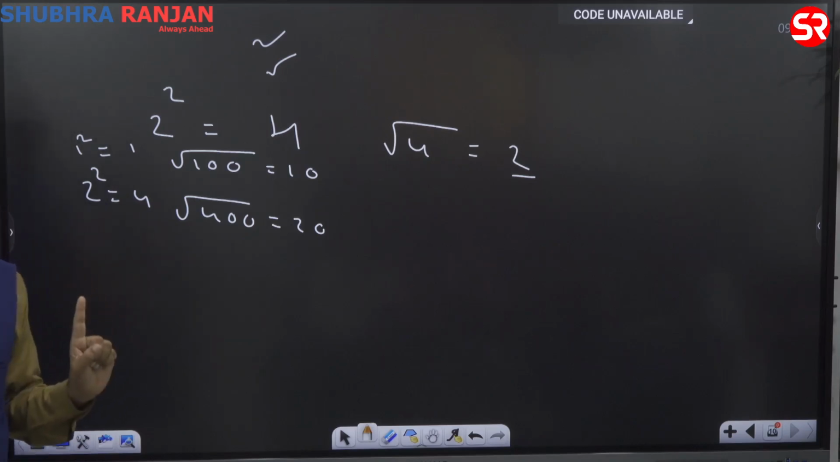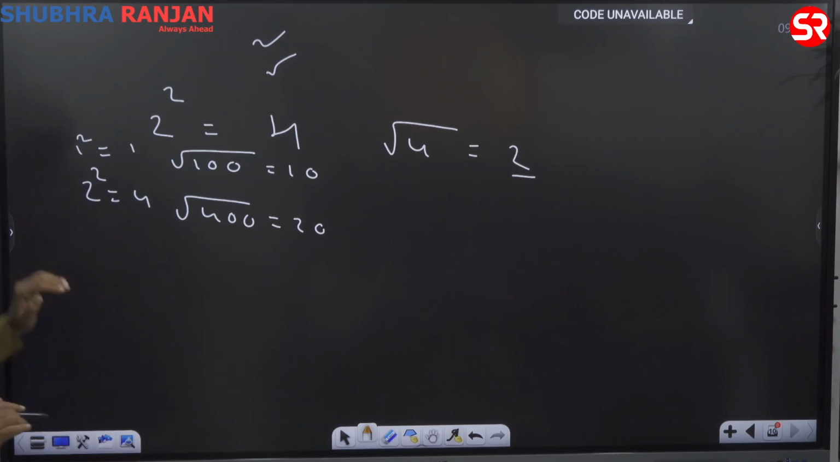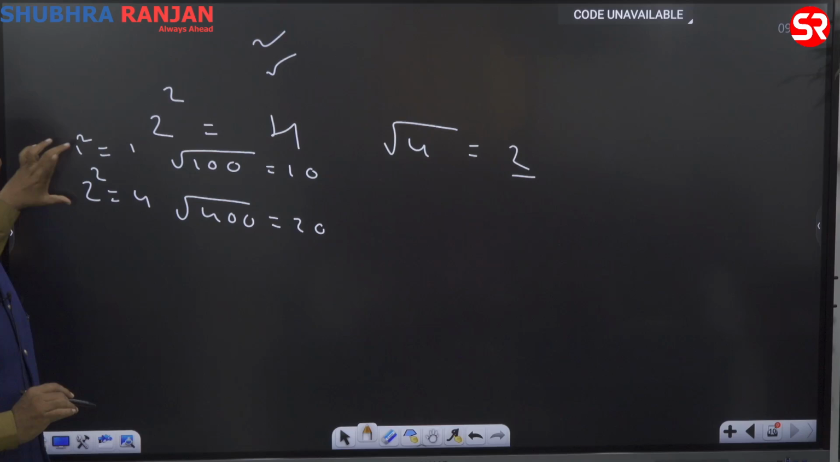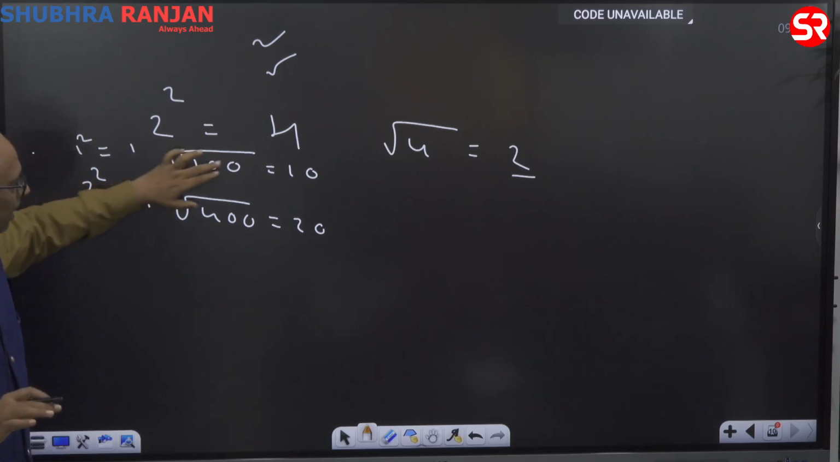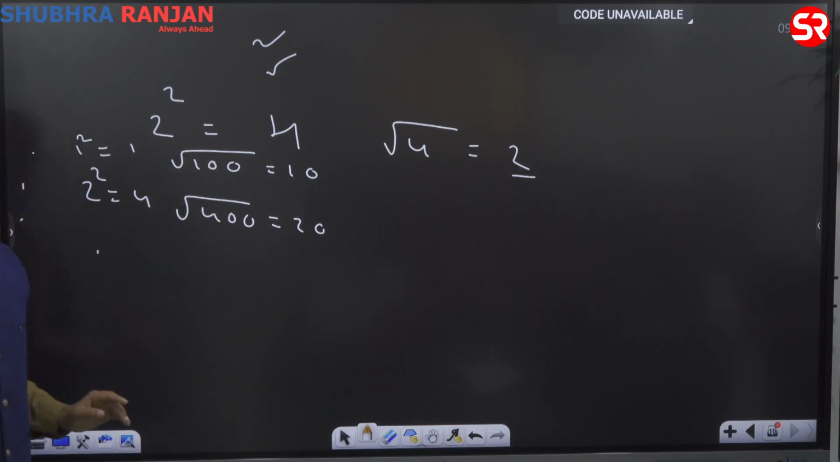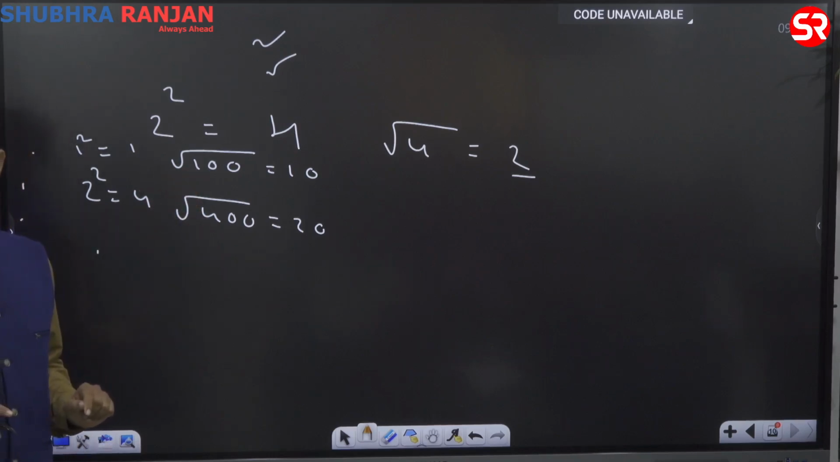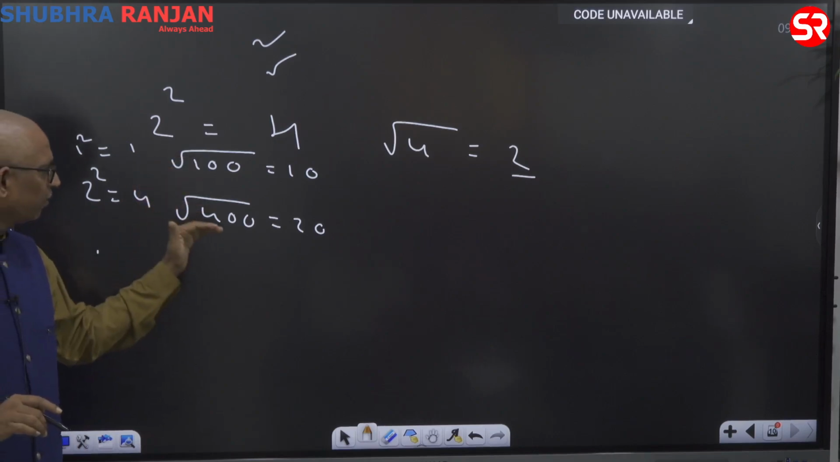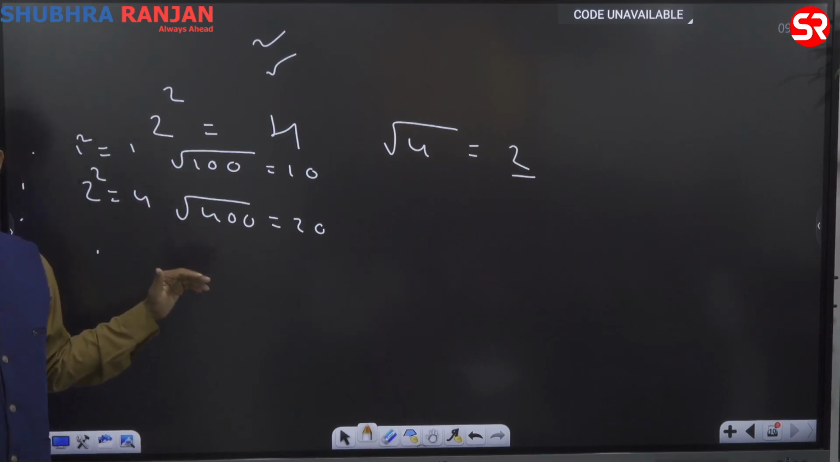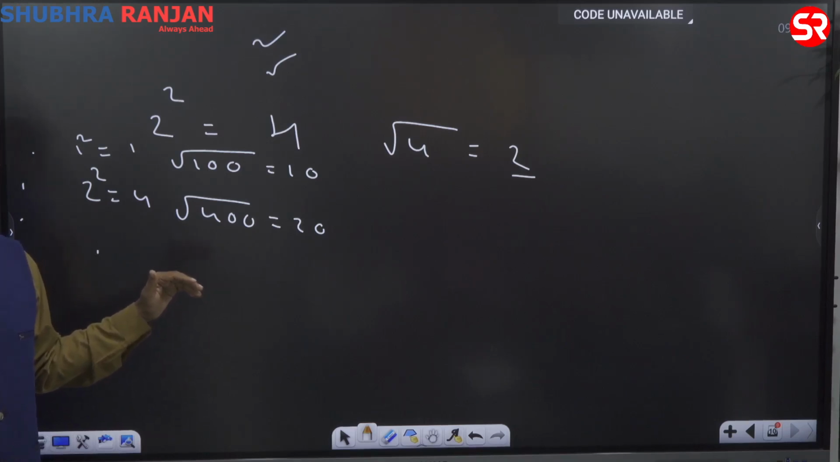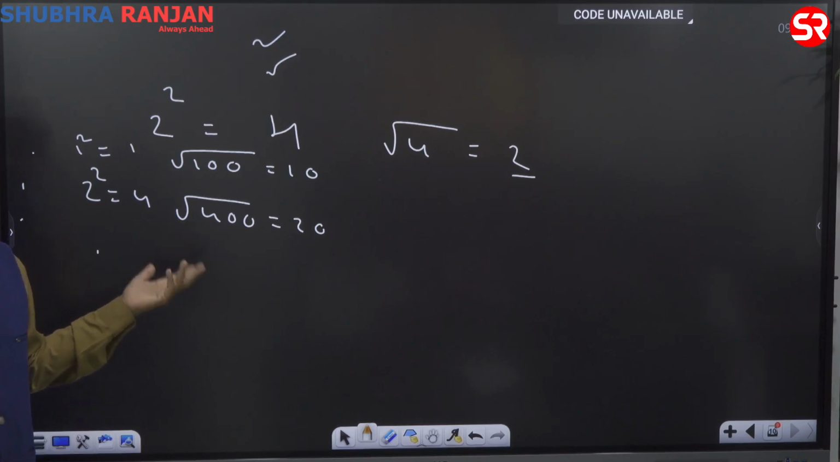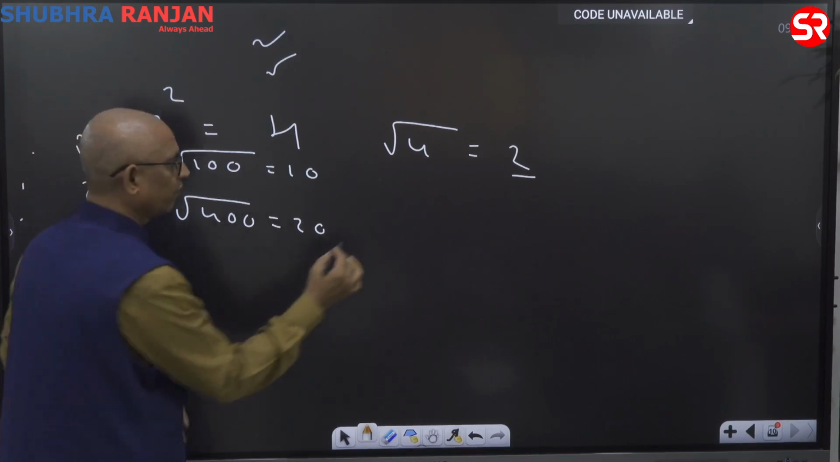Everybody agrees or not? So understand this, very, very important. If you understand this, there is no need to do square roots. Root 100 and root 400. Tell me one number whose square is between root 100 and root 400. Any number. 144. That must be the square, definitely. So we know 144, but root 144?